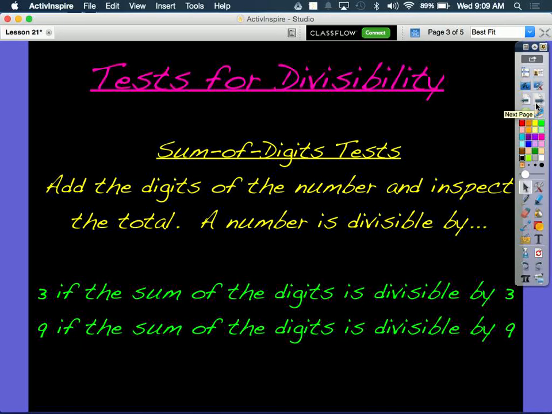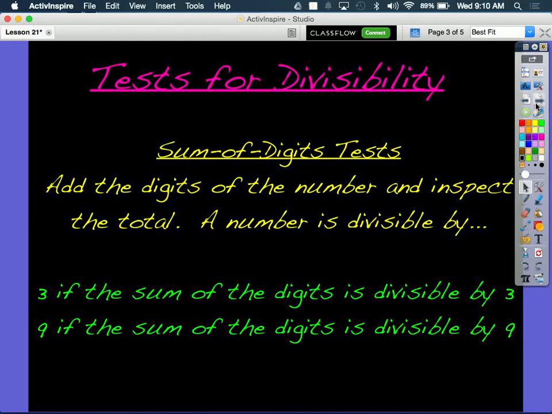Okay? We also have sum of digit tests. So what we're going to do for these, for 3 and 9, we're going to add the digits of the number and inspect the total. A number is divisible by 3 if the sum of the digits is divisible by 3. And the same thing goes for 9. If the sum of the digits is divisible by 9, that means our whole number is divisible by 9.